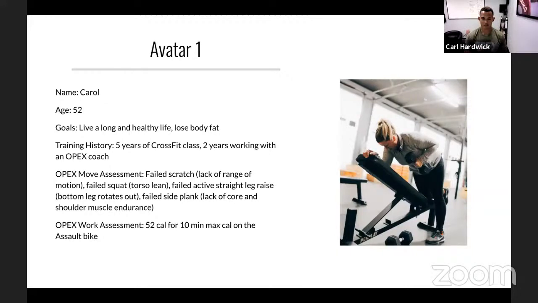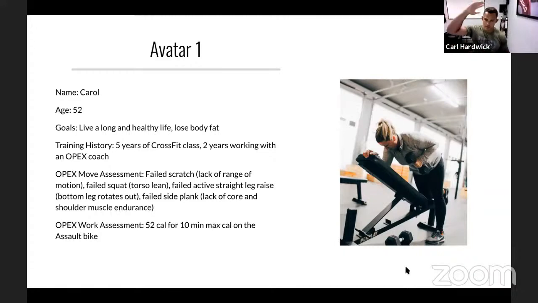The scratch test is a test that looks at our ability to get our shoulders into internal and external rotation. So essentially just imagine seeing me from behind and going arm up and arm down and trying to touch each one of my hands. And then as a coach, you're just looking at the ability for the client to do that.